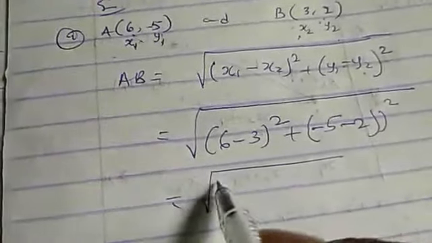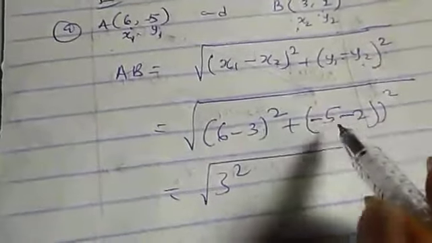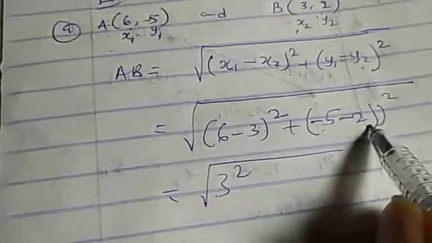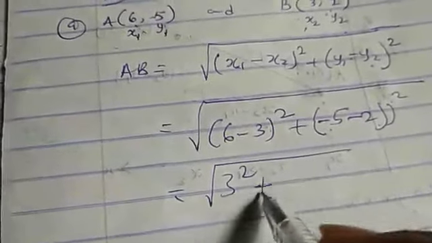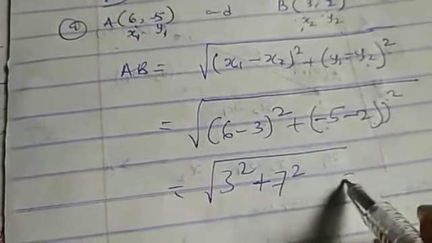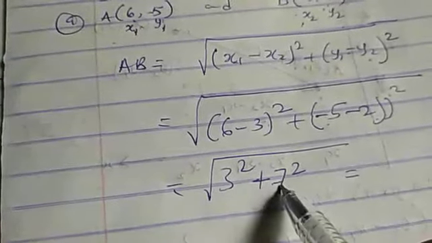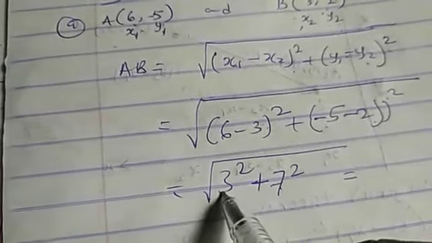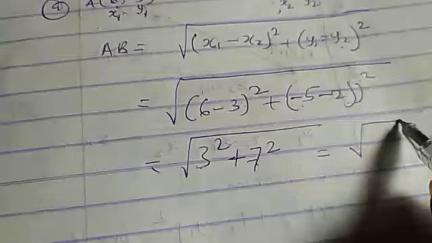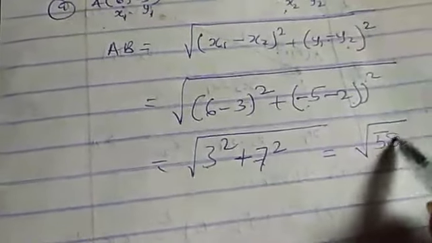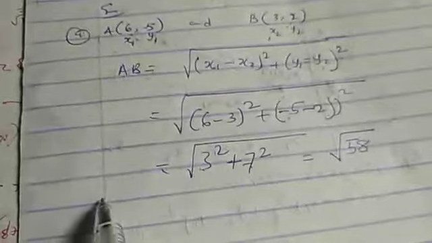Then our answer here is 3 squared, 6 minus 3. Minus 5 minus 2 is minus 7. But because of the square, it becomes plus. So we have plus 7 squared. So 7 squared is 49. 3 squared is 9. So 49 plus 9 will give me 58. Then we can use our calculator to finish the rest.